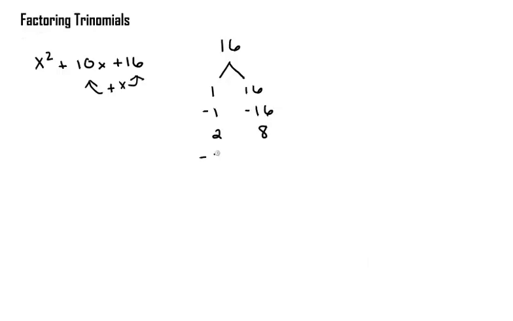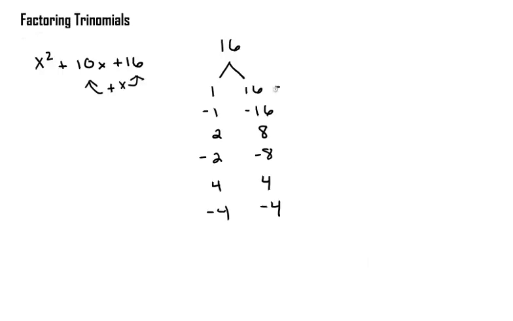Given x squared plus 10x plus 16, we ask ourselves what multiplies to be 16 and what adds to be 10. So let's list all of our factors of 16. We have 1 and 16, -1 and -16, 2 and 8, -2 and -8, 4 and 4, and -4 and -4.